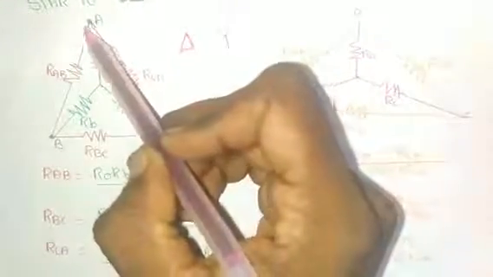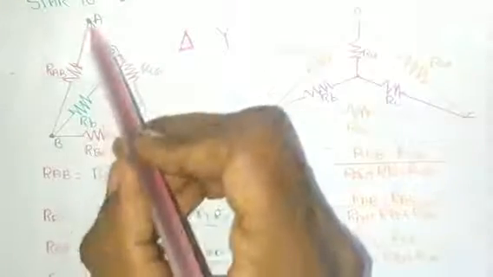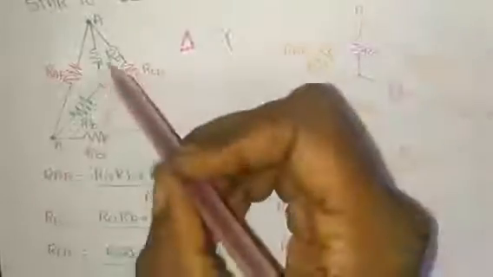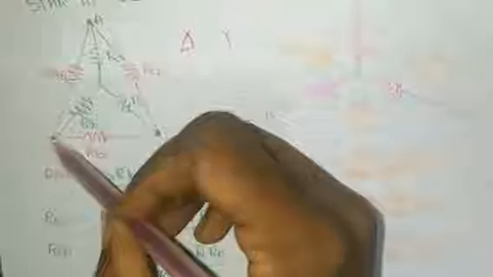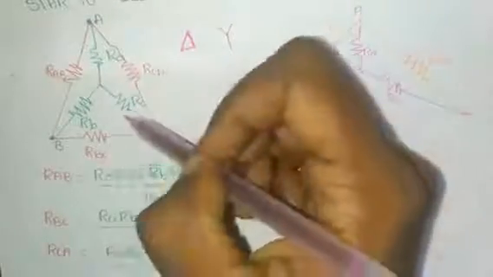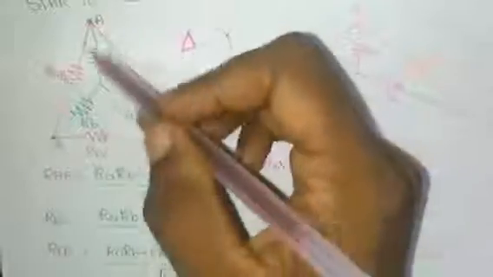Consider 3 points A, B and C. In star network, there are 3 resistors which are connected between A, B and C. Consider 3 points A, B and C. The delta network or star network are connected between those points only. So this is the first arm of the delta network.